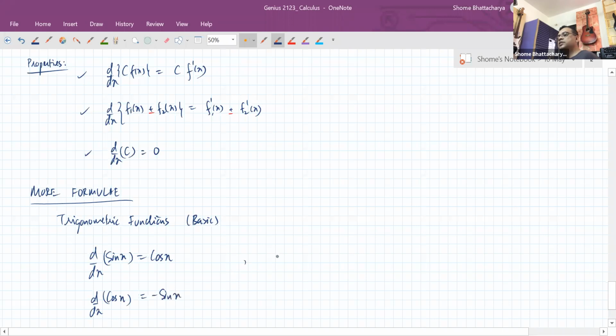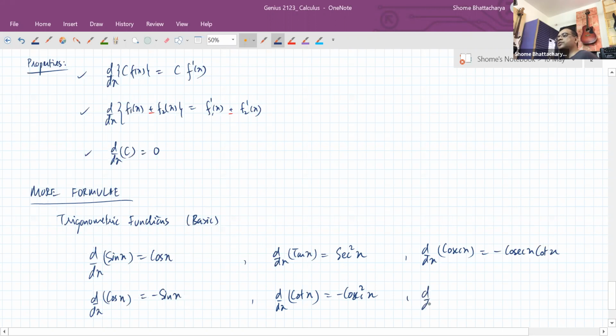Okay. Then differentiation of tan x. Sec square x. Sec square x. Yes. Okay, and differentiation of cot x. Minus cosec square x. Very good. Minus cosec square x. Okay. Differentiation of cosec x. Minus cosec x cot x. Very good. Minus cosec x cot x. And differentiation of sec x. Sec x tan x. Sec x into tan x, or tan x into sec x.